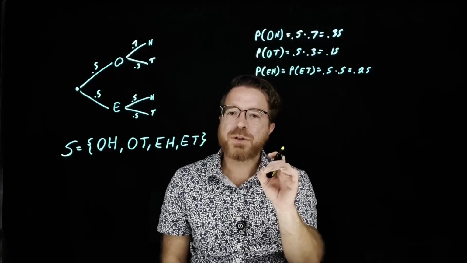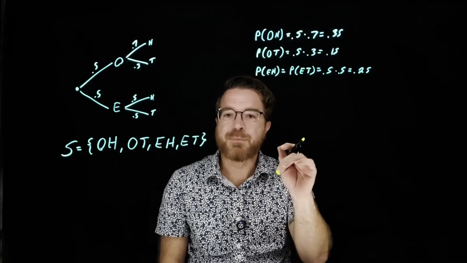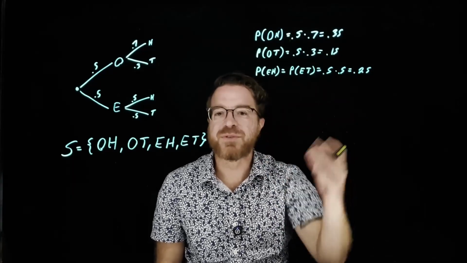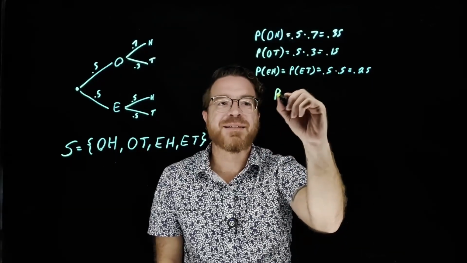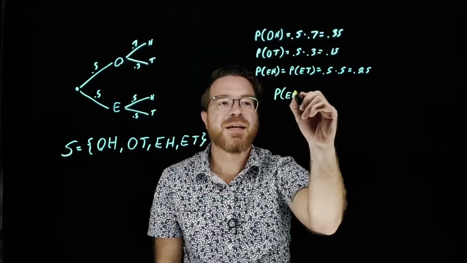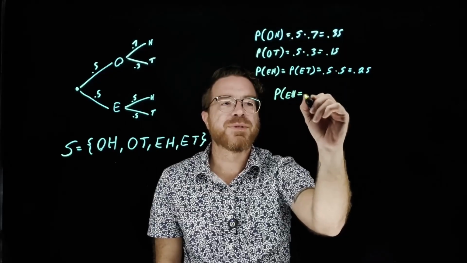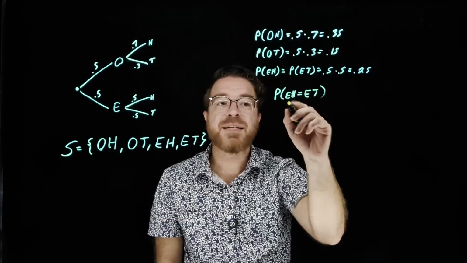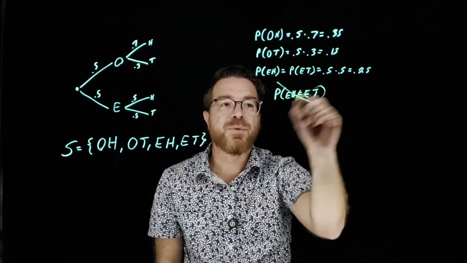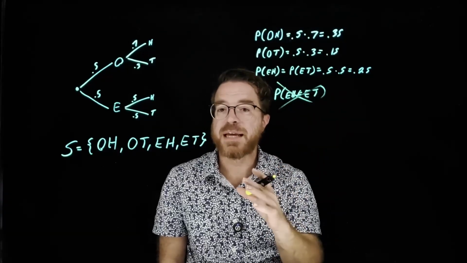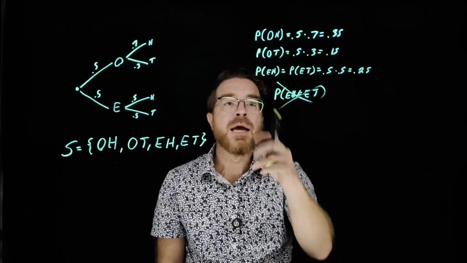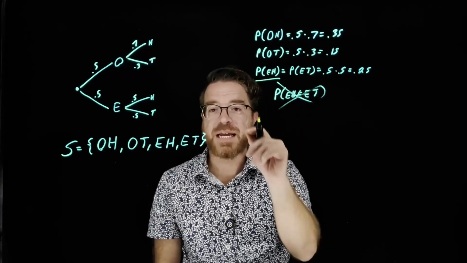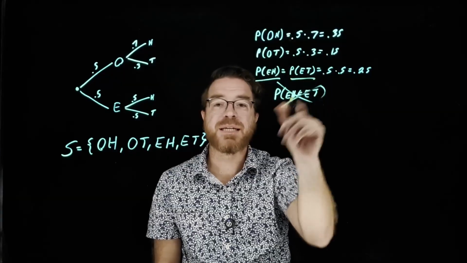Now, one thing I want to caution you about in this part, if you were going to do this for whatever sort of scenario I give you on the test, do not ever write it as the probability of even heads equals even tails. This is not true. So in this case, you actually have written something that is incorrect. Even heads is not the same as even tails. The probability of even heads is equal to the probability of even tails.